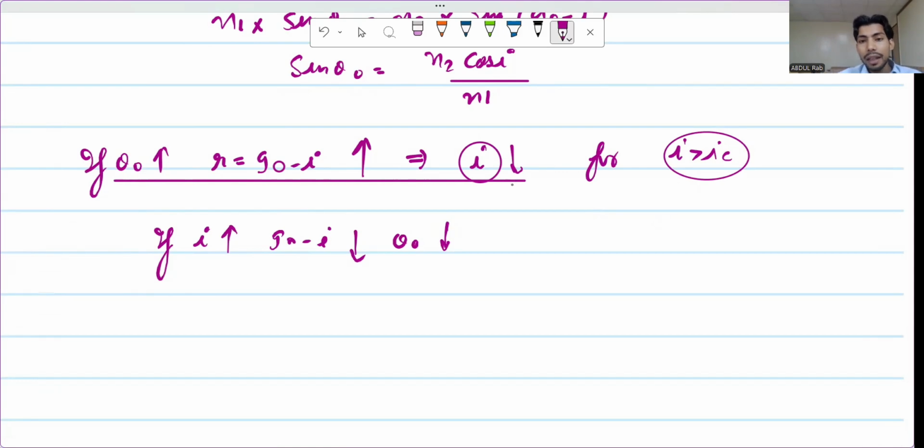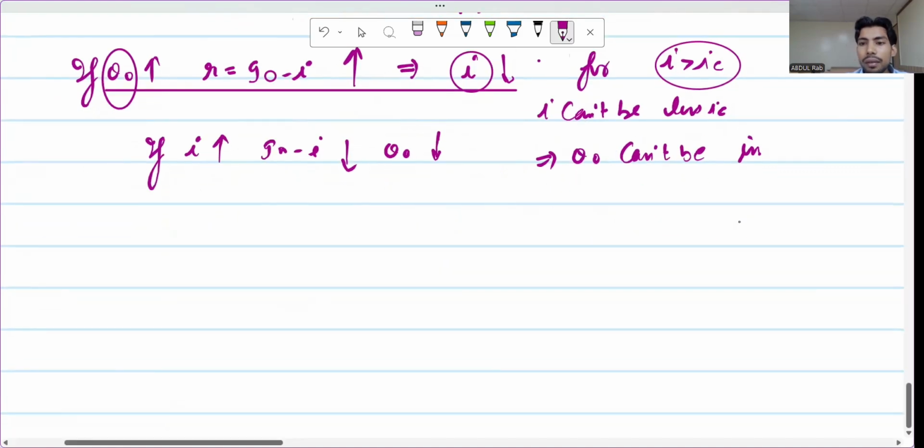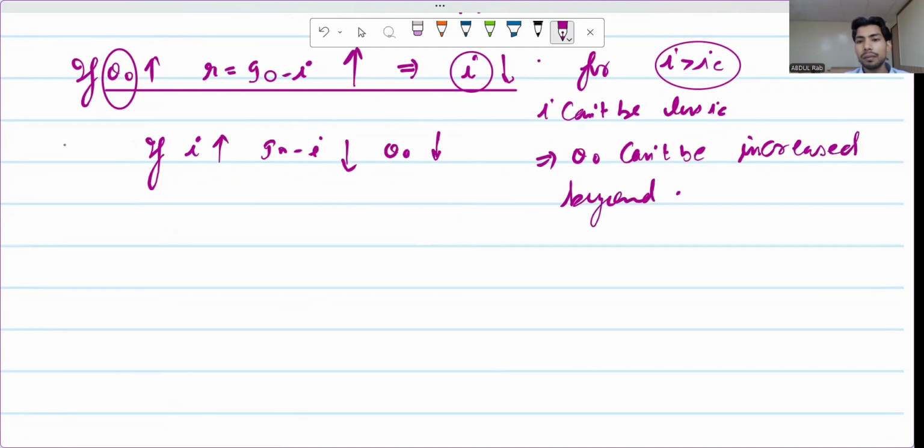So that means this theta naught should have what? Some maximum value. I can't be less than IC. If it can't be less than IC, that means you can't increase theta naught beyond the limit, right? What does that mean? That this theta naught can't be increased beyond a maximum value.